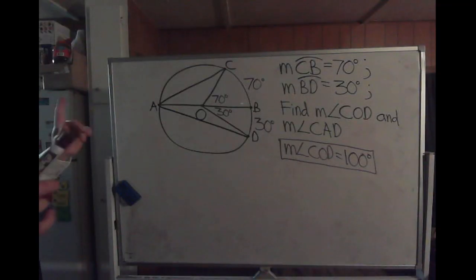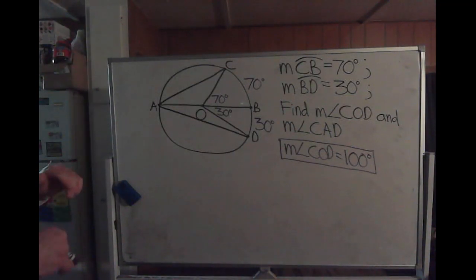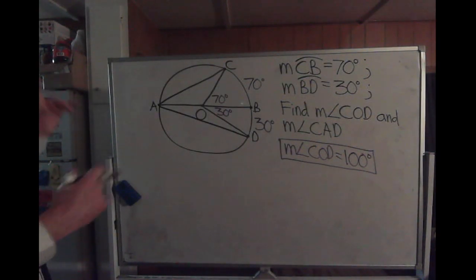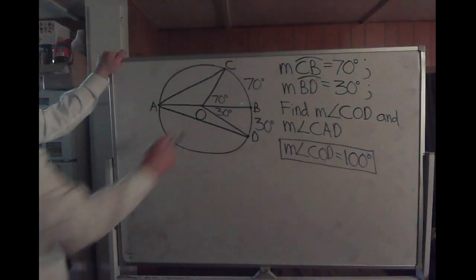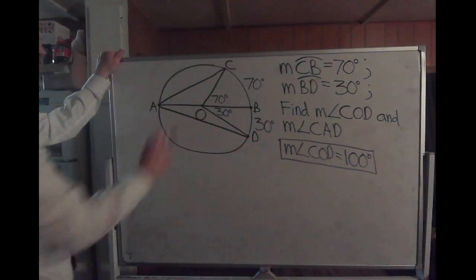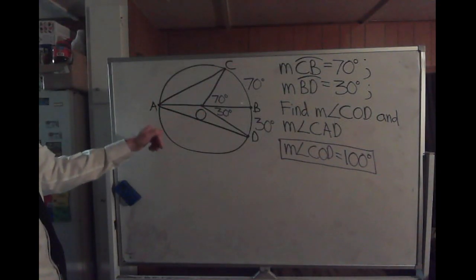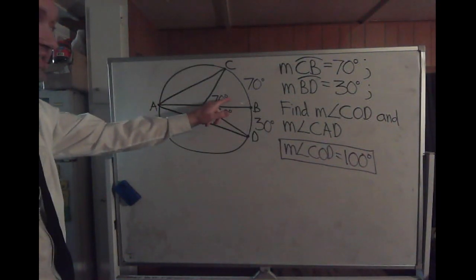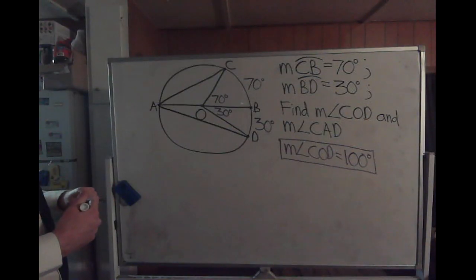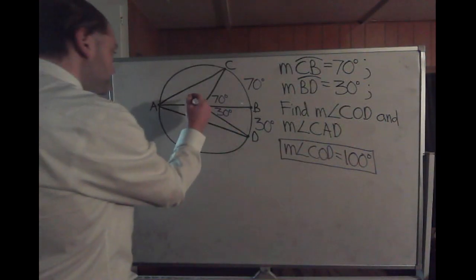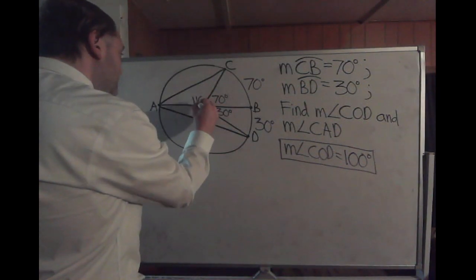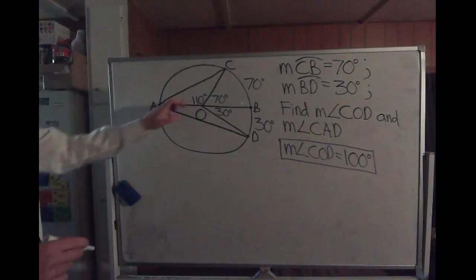Now all that's left to do is find the measure of angle CAD. Well, how on God's green earth are we going to do that? It's not as bad as you think. Let me explain. So here in this top half of the semicircle, to find angle COA, we just need to subtract 70 from 180, which is going to give us 110. This gives us 110 for angle COA, right?